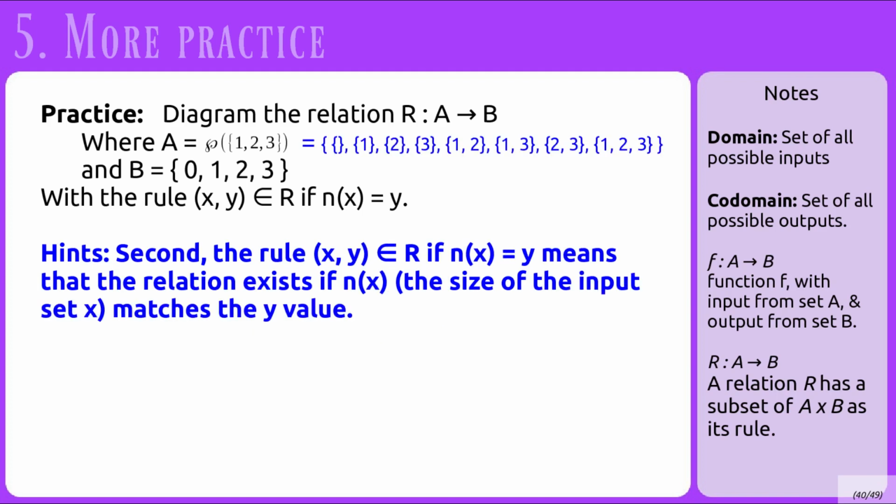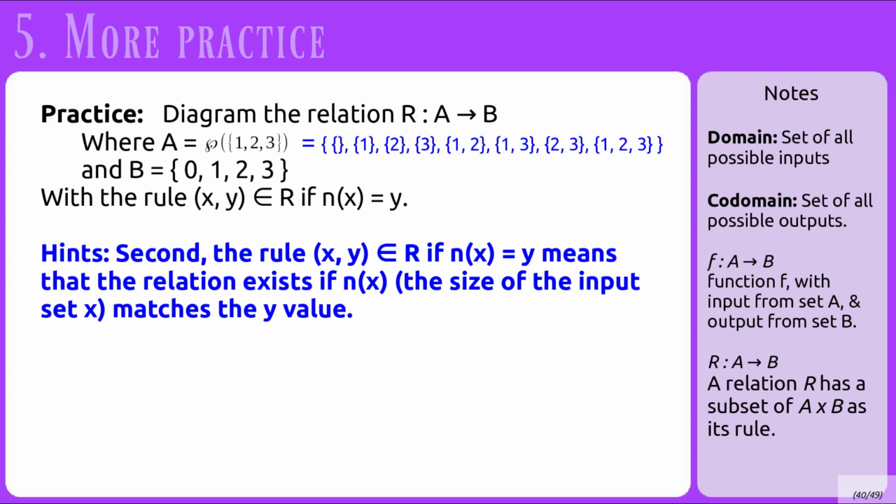Secondly, for the rule, it's saying that the relationship between x and y exists in our relation R if the size of set x is equal to y. So in this case, x is any input from the domain, so it could be the empty set, the set containing just 1, the set containing 1 and 2, the set containing 1, 2, and 3, and so on. So n of x would be the size of that set. For the empty set, the size is 0. For the set that contains just 1, the size is 1. For the set that contains 1 and 2, the size is 2. And for the set that contains 1, 2, and 3, the size is 3.